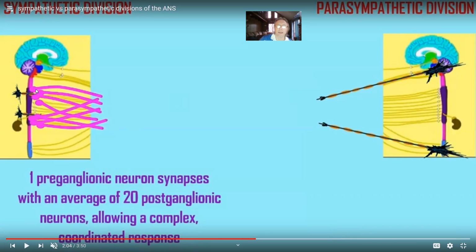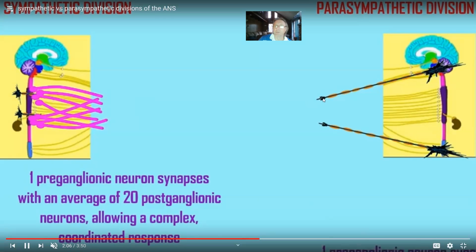And so therefore, if this one neuron sends a message, which then gets relayed to lots of different structures, this allows a complex, coordinated response. So during an emergency, we see the heart and the lungs and all of these body structures acting together for a complex, coordinated response, in part coming from this degree of divergence, where one preganglionic axon can send lots of messages out. In the parasympathetic division, we don't see that.